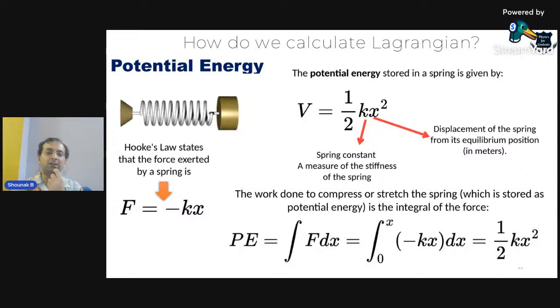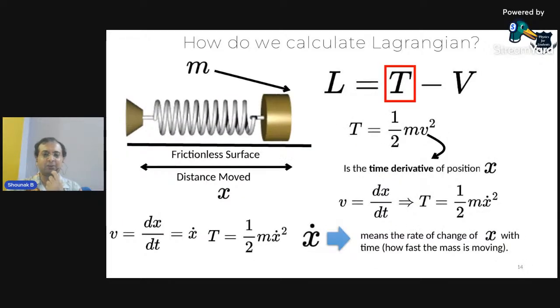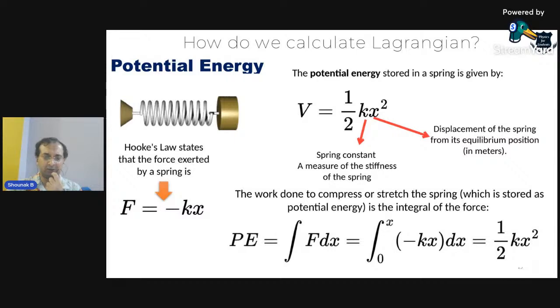And we know that the work done to compress the spring is basically the potential energy, which is the integral of F dx. So if we substitute Hooke's law, integral of minus kx dx, then it becomes half kx squared. So this is how we actually calculate the potential energy. Hold on. This was the kinetic energy calculation. This is the potential energy calculation.